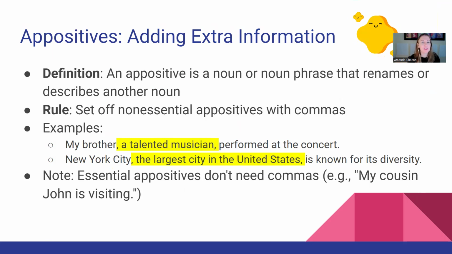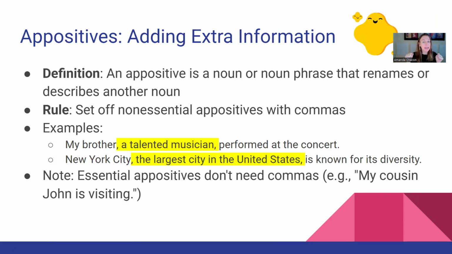Appositives are adding extra information. An appositive is a noun or a noun phrase that renames or describes another noun. It gives more information, and you set off the non-essential appositive with commas. Non-essential appositives are ones we could take out of the sentence and the sentence would still make sense, like the first one and the second one.